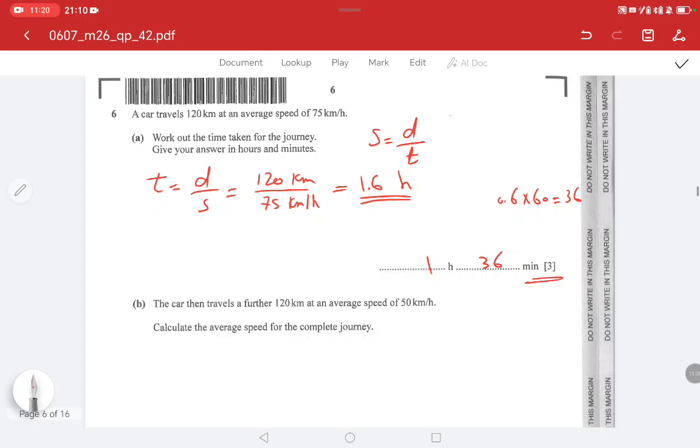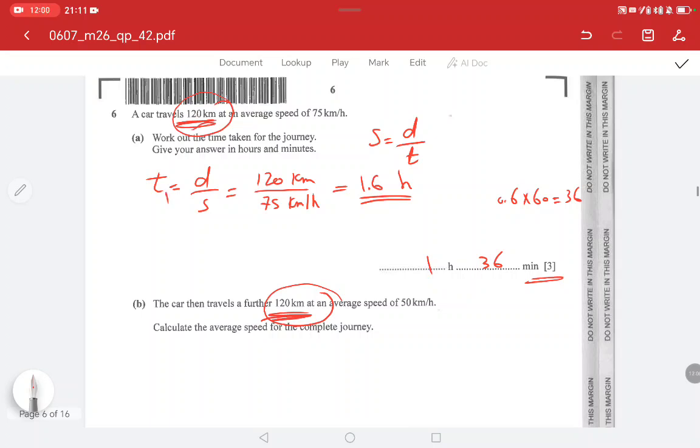Okay, now next one. The car then travels a further 120 kilometers at an average speed of 50 kilometers per hour. Calculate the average speed for the complete journey. Before solving the problem, I will tell you the most popular mistake here. Some students will take this speed plus this speed and divide by 2. Don't do that. That's incorrect. If you want to find the average speed, you should find the total distance divided by the total time. The total distance is 120 plus 120, but how about the total time?